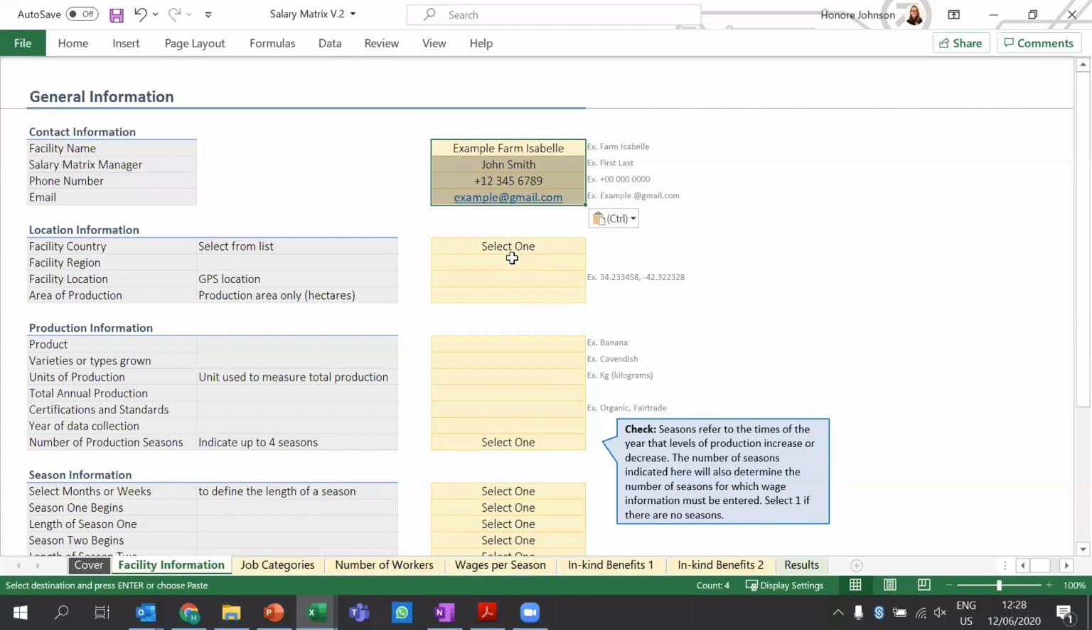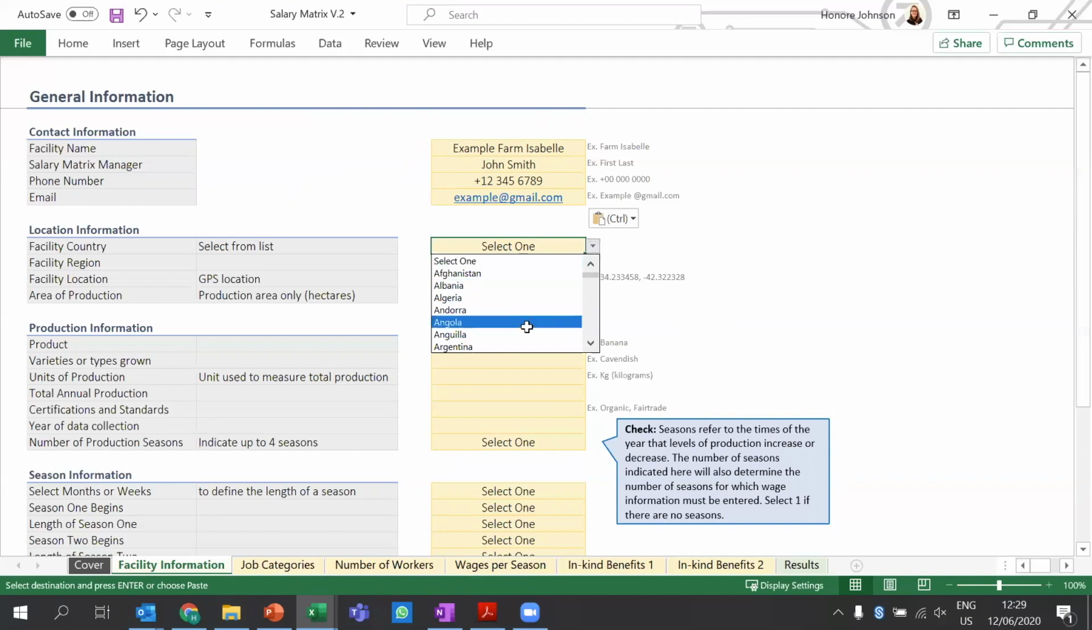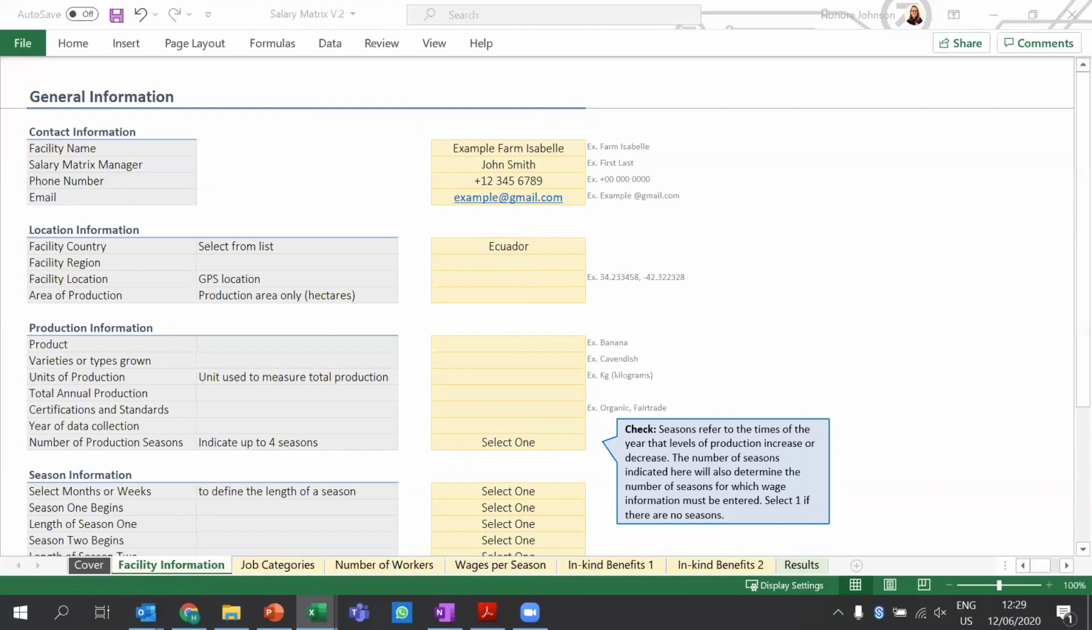Under Location Information, you can enter the country, region, the GPS point, and the area of production. Under Country, it's important to select the proper country from the list. In this case, we will use the country Ecuador. Under Region, Location, and Area of Production, just enter the correct data. For area of production, make sure to enter the amount in hectares.